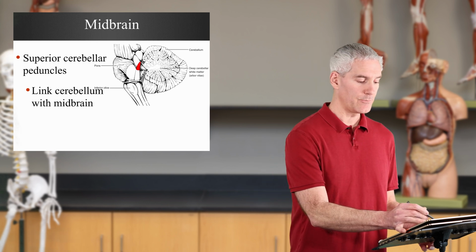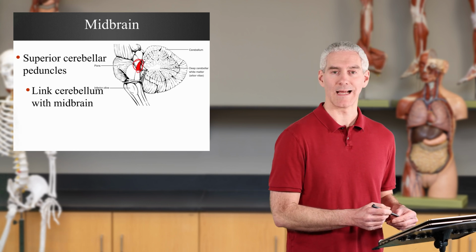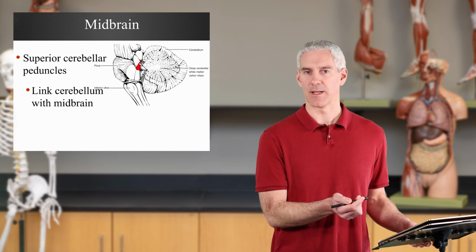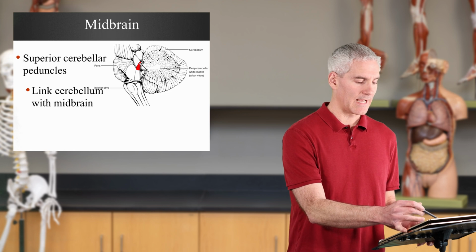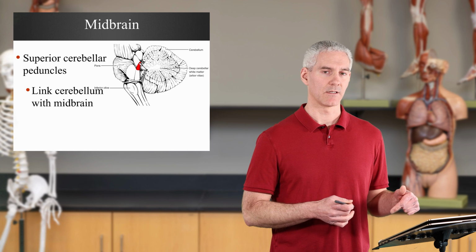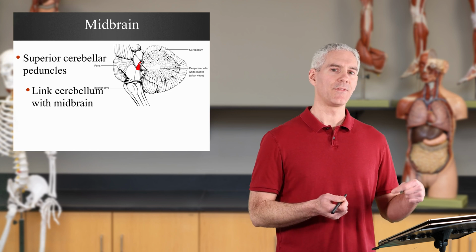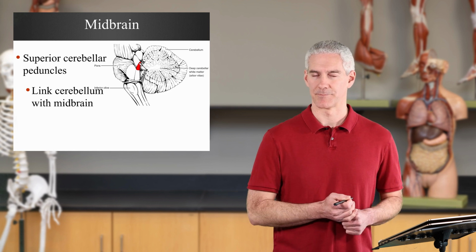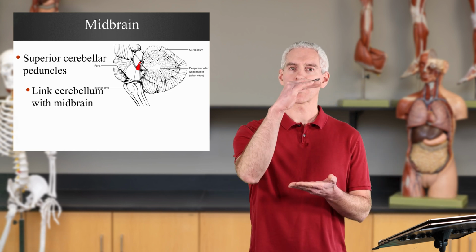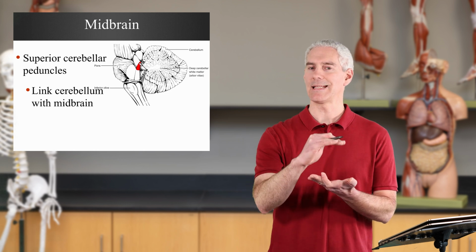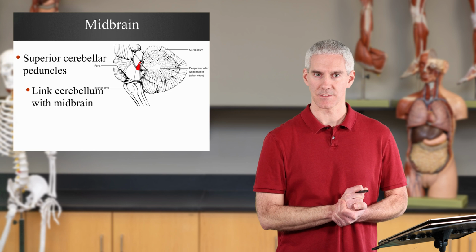You have the superior cerebellar peduncle, the one highlighted in red. That's linking the midbrain to the cerebellum. You have the inferior cerebellar peduncle. That was linking the medulla to the cerebellum. And then you had the middle cerebellar peduncle, linking the pons to the cerebellum. So based on their orientation in the brainstem, there's the superior, middle, and inferior cerebellar peduncles.